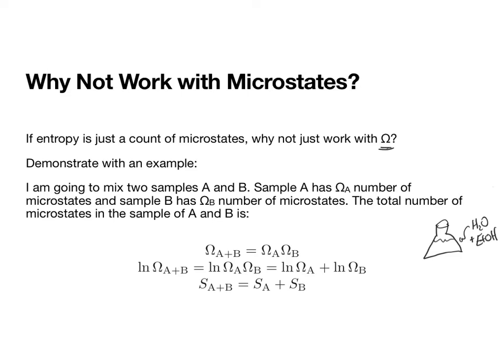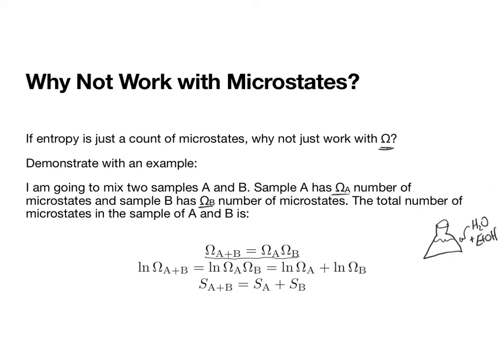Sample A, my water, has an omega number of microstates. Sample B, my ethanol, has an omega number of microstates. So the total number of microstates in A and B is equal to the multiplication of the microstates of A times the microstates of B.